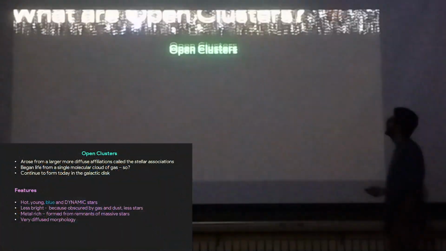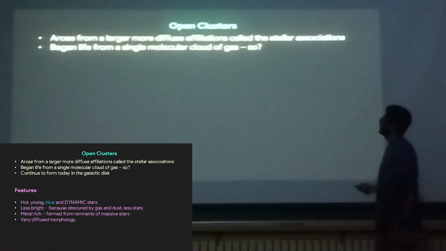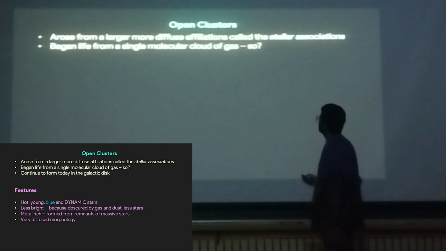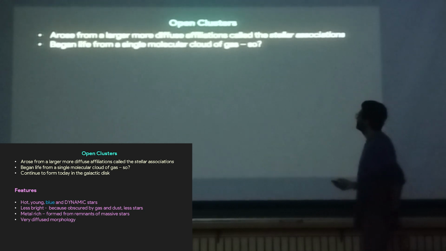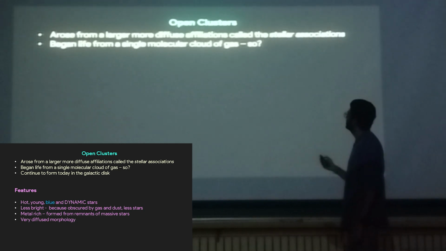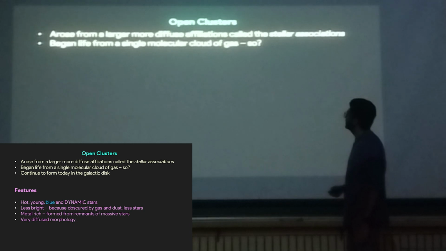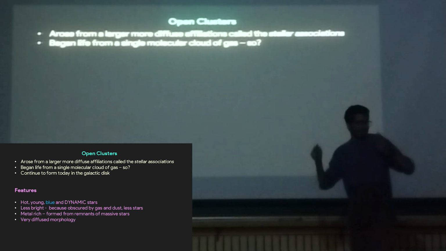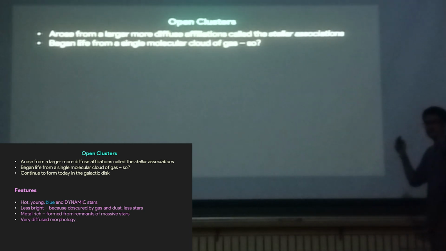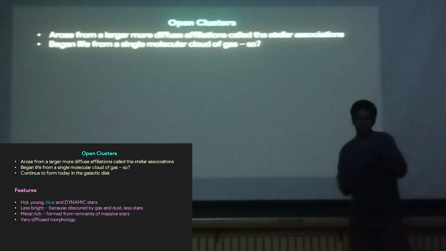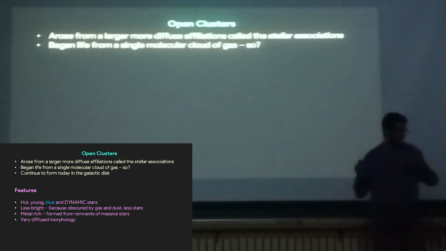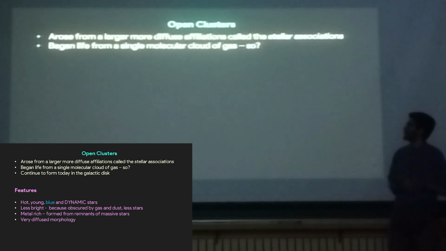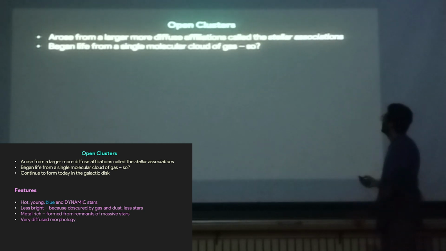Moving on. So I already said that they arose from a large, more diffuse association of stars, and they began life, these open clusters, from a single molecular cloud of gas. A molecular cloud is a big cloud of hydrogen gas. When it starts collapsing after the Jeans instability criterion is reached, it forms what are known as protostars.